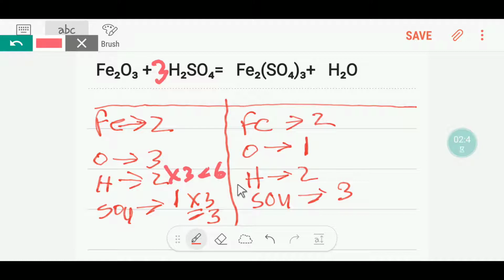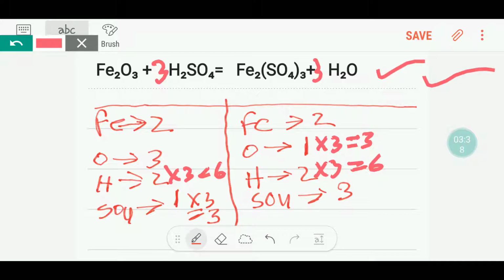Okay, now our sulfate radical is balanced, but our hydrogen, here we have six hydrogen, but here we have two hydrogen. So to balance the hydrogen, I can multiply here by three, that gives me six, right? So these three will come before this hydrogen that is here. So I will put here three, right? And if I put here 3, the number of oxygen will be changed. That is, I will get here 3 oxygen. That is 1 times 3 equal to 3 oxygen. Right? So, now iron is balanced. Our oxygen 3-3 is balanced. Our hydrogen 3-3 is balanced. Our sulfate 3-3 is balanced. Overall, this equation is balanced. Right? So this is the balanced reaction of ferric oxide, sulfuric acid, ferric sulfate, and water.